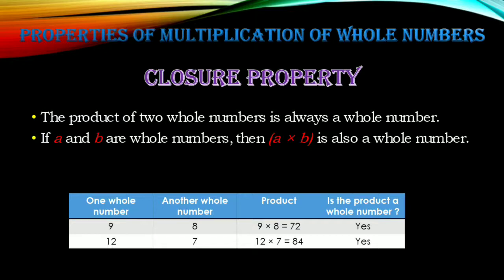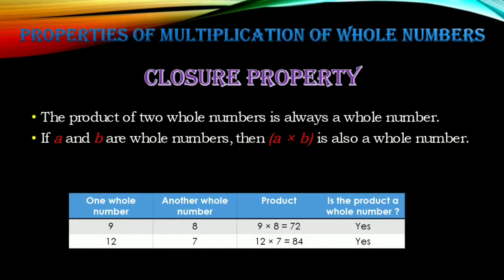There is a table given over here. In the first column, whole numbers are given. In the second column, another whole numbers are given. In the third column, the product of the two whole numbers is given. So we shall discuss whether the product is a whole number or not. In the first case, we shall take two whole numbers 9 and 8. And their product is 72. Is 72 a whole number? Yes, it is a whole number.